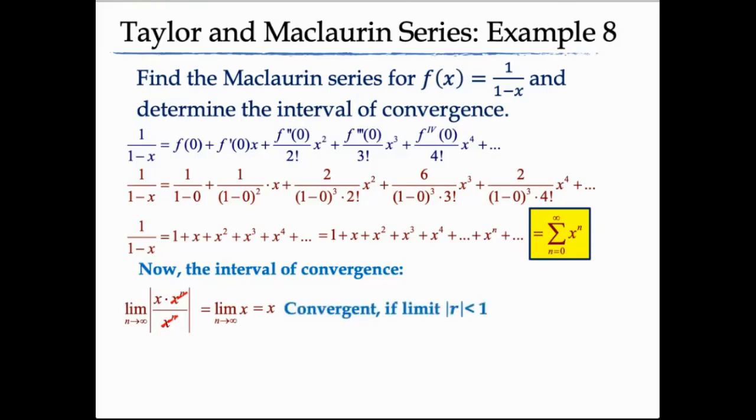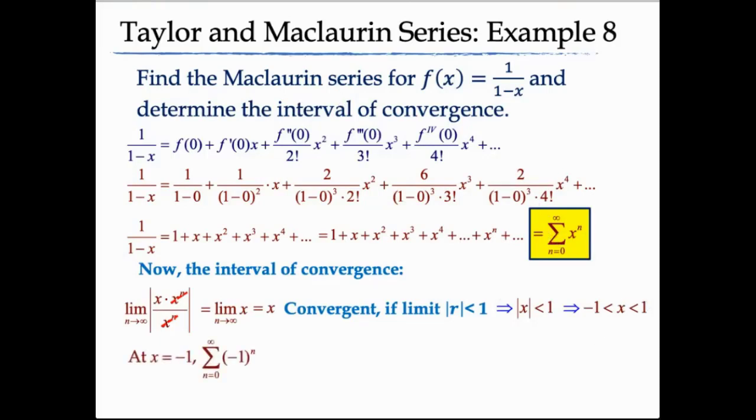And so we just want to figure out when is the absolute value of x less than 1? When is our limit of our ratio less than 1? And it's going to be less than 1 when x is between -1 and 1. I still want to test my endpoints. So I'm going to plug my -1 into my original series, or my original summation for my Maclaurin series. And I'm going to plug in 1 into this.